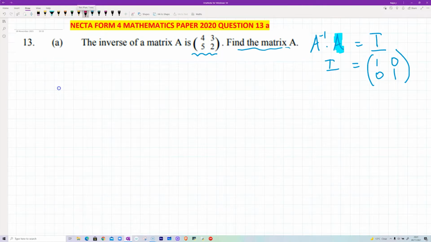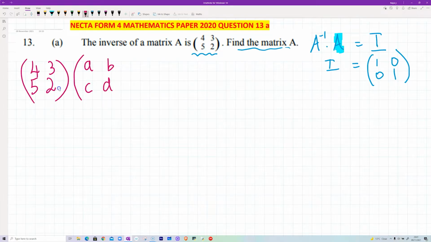Let's put in our A inverse, which is 4 3 5 2, and we're going to multiply that with A. We don't know A, so we're going to give some letters to it: A, B, C, and D. And this must be equal to the identity matrix, 1 0 0 1.